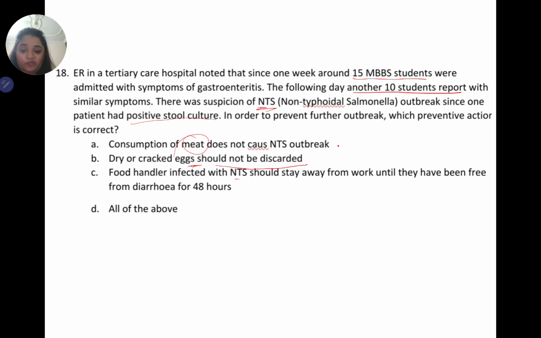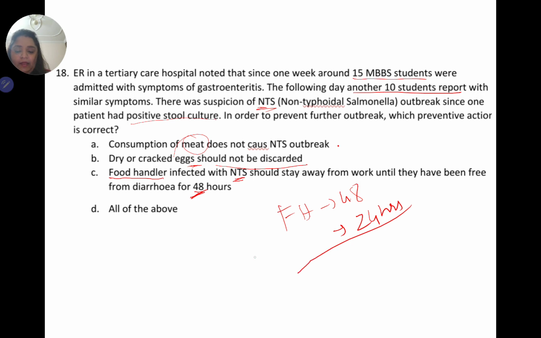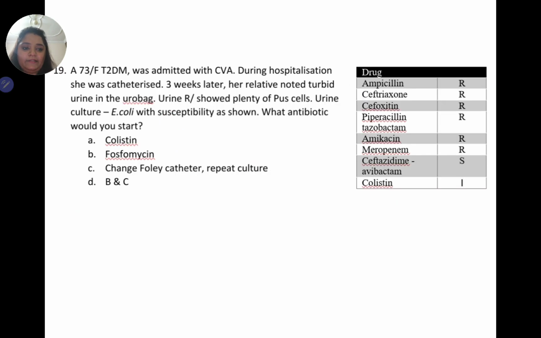Food handler infected with NTS should stay away from work until they have been free from diarrhea for 48 hours. Yes, for a food handler it is 48 hours, and for a student or a patient it is 24 hours free of diarrhea. So obviously all of the above is wrong. So the correct answer is food handler, 48 hours.